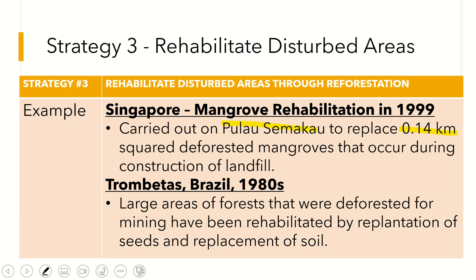Many of you may have visited the Pulau Semakau landfill, and you know what it is. Basically in Singapore, what we do with our trash is that we burn it first, and then after that, we take the ashes and we bury it in Pulau Semakau. So when they built this huge area for landfill, they had to deforest some mangroves, a 0.14 km² area of mangroves. And so they rehabilitated this area and planted new mangroves in these deforested areas.